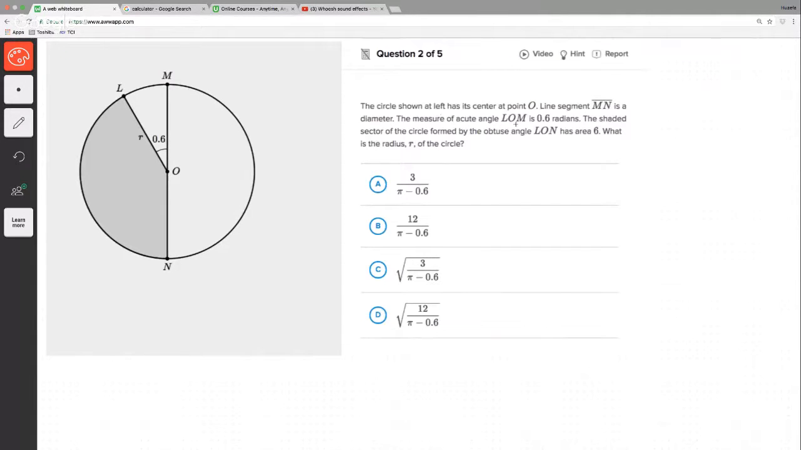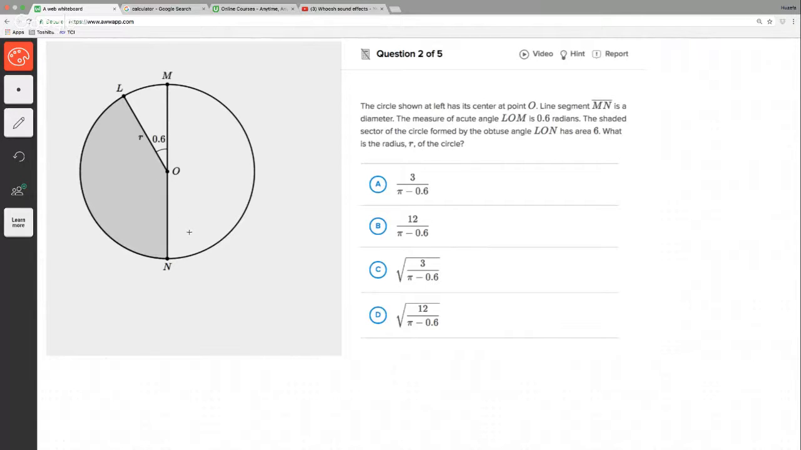Question 2. The circle shown at left has its center at point O. Line segment MN is a diameter. The measure of acute angle LOM is 0.6 radians. The shaded sector of the circle formed by the obtuse angle LON has area 6. What is the radius r of the circle?